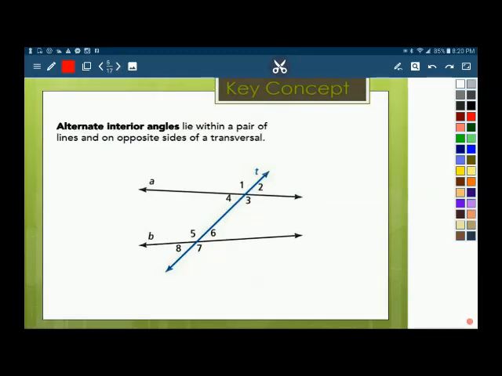Second vocabulary word, alternate interior angles. This is exactly how they sound. When they say alternate, that means that it's on opposite sides of the transversal. Okay, so when we say the word alternate, we mean on opposite sides of the transversal. Again, we're hopping from one intersection to the other. The word interior means on the inside of the parallel lines.